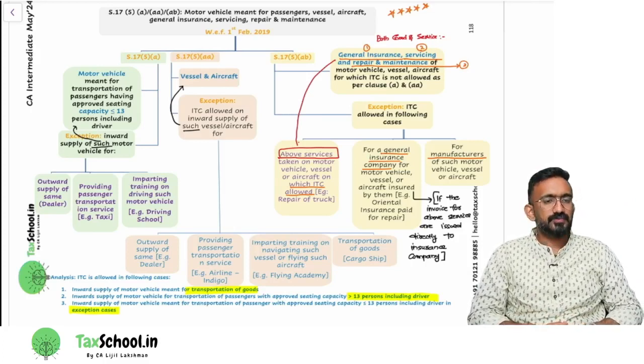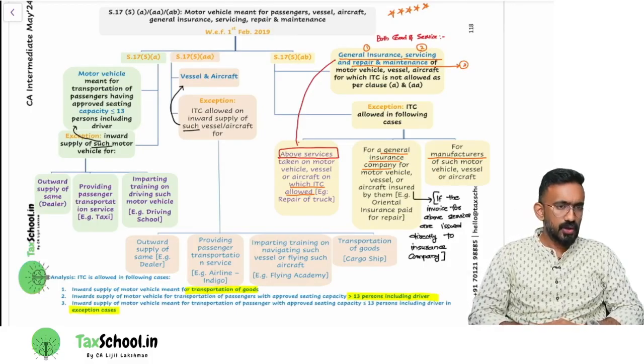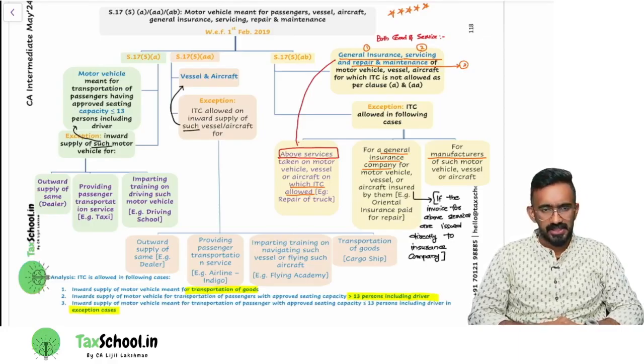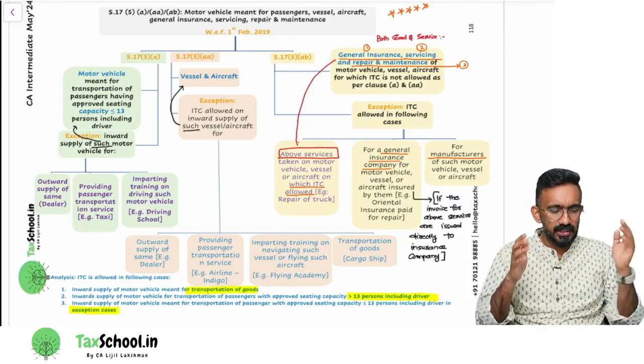Okay, so what is the concept of blocked credit? There are certain purchases where, even if you have satisfied all the conditions, you can't take ITC. Section 17(5) is written for it. We call this ineligible credit.